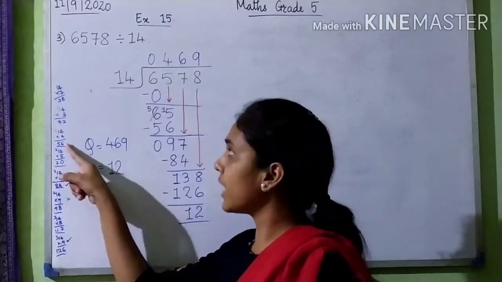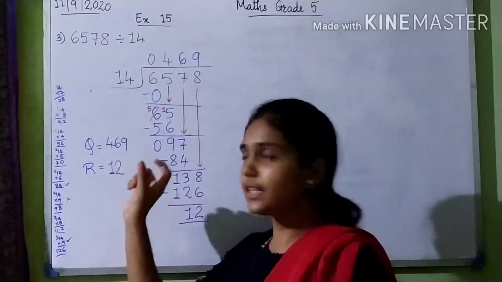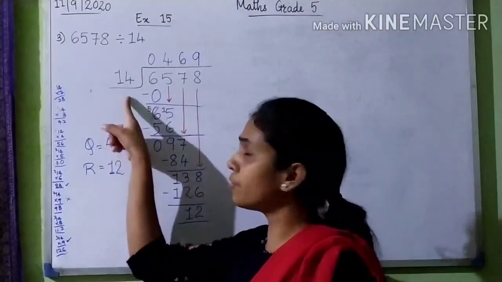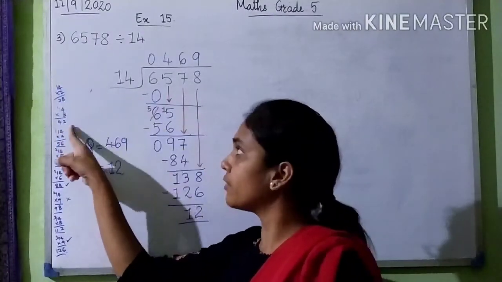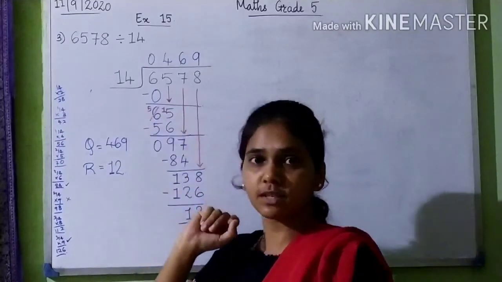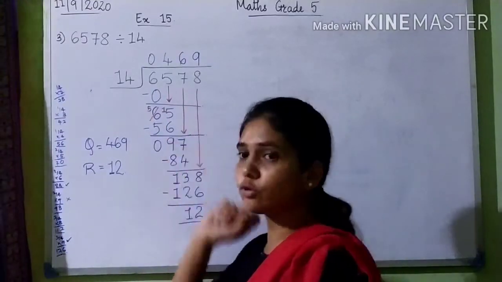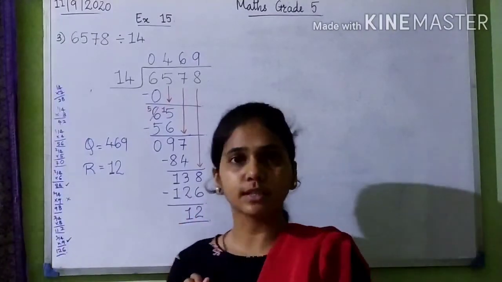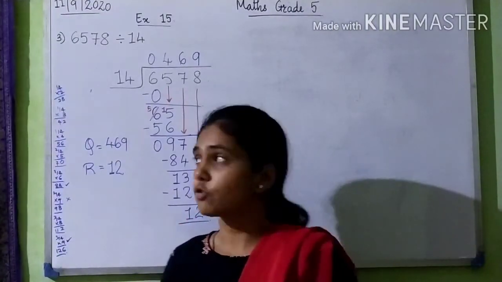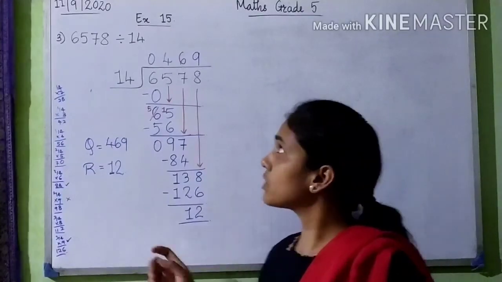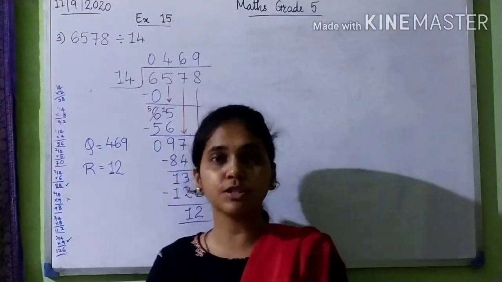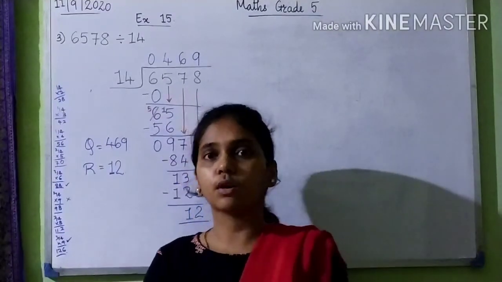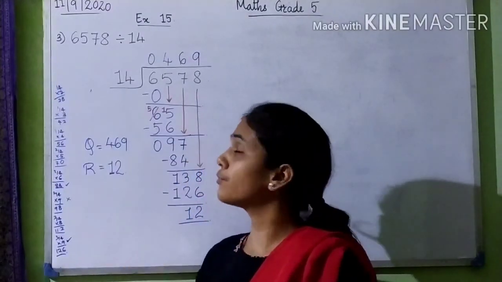You can try and check which number is nearly equal to the number which you have got. Even if you don't know the table of 14, you can try which number is nearly equal to 65, then which number is nearly equal to 97. In that way you can solve this division. So this was all about exercise 15, the division sums, division of a 4-digit number by a 2-digit number. So we complete exercise 15 here.